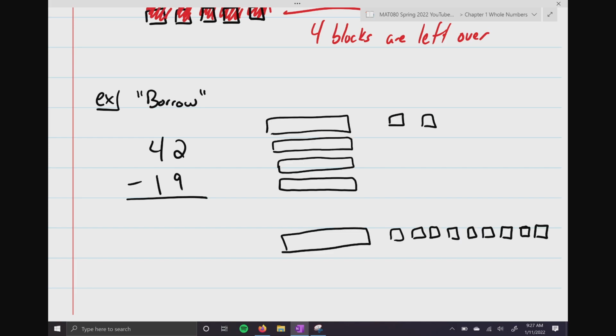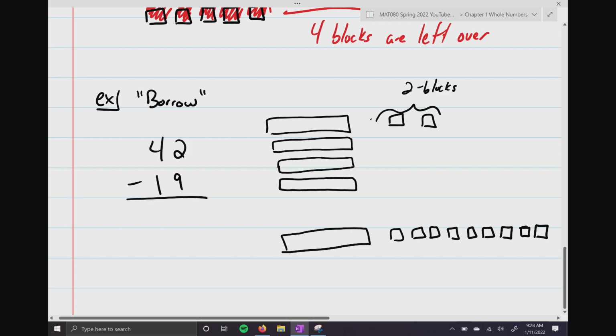So what I did real quick, I just paused the video and I drew my block method here because I want you to see what's happening. So notice we have 42 on the top and then 19 down below. Now, if we start on the right-hand side, let me draw that a little cleaner. There we go. We only have 2 blocks.